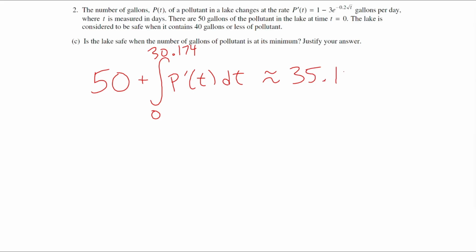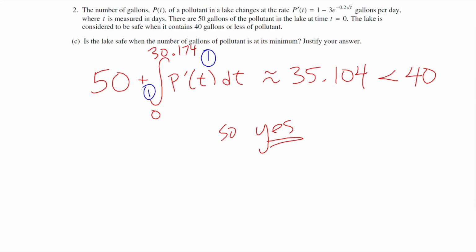Well, the lake is safe when the amount of pollutants is less than 40. This is less than 40. So yes is our answer. And so we get 3 points here for this: 1 for just having the integral set up, 1 for having the right limits, and 1 for our answer with the justification that it's less than 40.